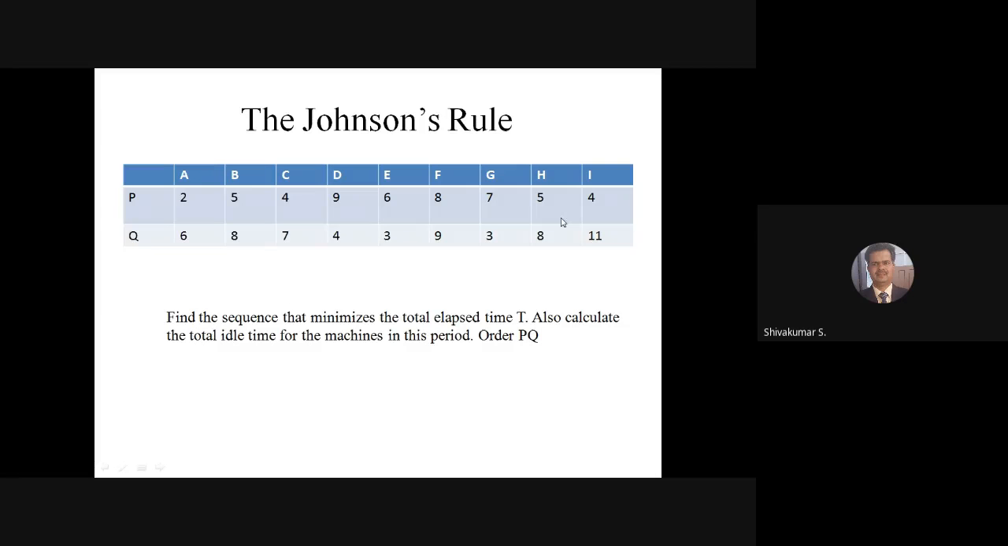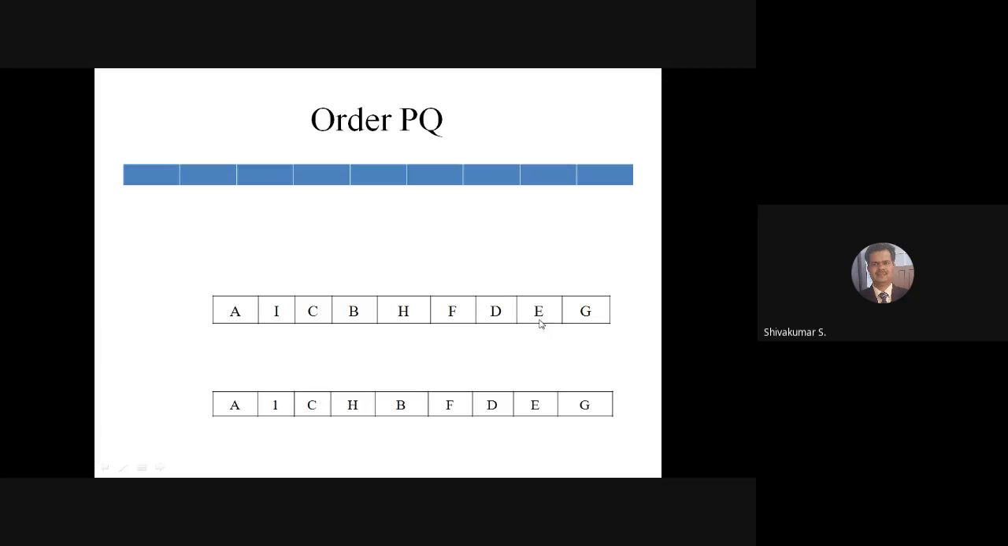Next, we check if 3 is there anywhere else. Yes, one more 3 is there. So you have two 3s, one E and one G, both on Q. Now you can write E here, or you can write E here also, G here also. No problem. Remember, E and G can be interchanged because both have the same processing time on Q. So E and G are assigned from Q because the processing time is the same, 3.